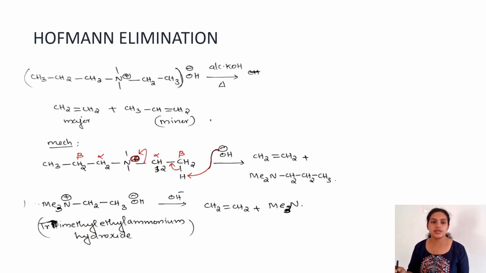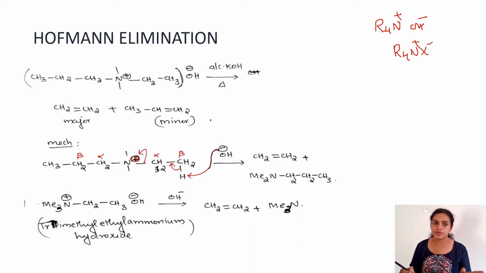For Hofmann elimination, I have taken a quaternary ammonium hydroxide, which will be like R4N plus and OH minus. Hofmann elimination takes place for a quaternary ammonium ion substrate; it could be a quaternary ammonium hydroxide or quaternary ammonium halide, etc. Here the quaternary ammonium ion I have taken has 4 substituents: 2 methyl groups, 1 ethyl group and 1 propyl group.